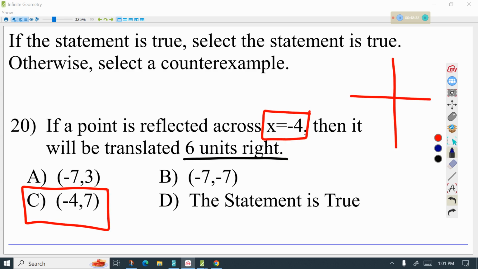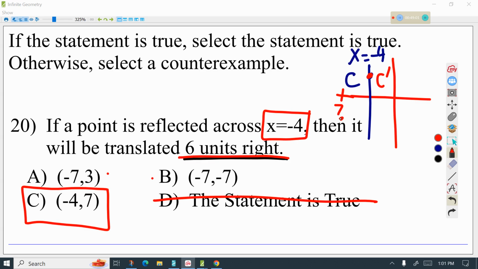So think about it. This is on the line, x equals negative 4, right? This point is right here, C. So if I reflect it, C prime is going to be right on top, and that means it did not move 6 units right, right? So this statement is not true, and neither of these could be a counterexample. And the reason they can't be a counterexample was because if I put 7 right here and put a point there, this is 3 points, 3 steps away, right? So to reflect it, I'd have to go another 3 steps. But 3 plus 3 is 6, right? So both of these steps, A and B, both of these do take 6 steps, right?